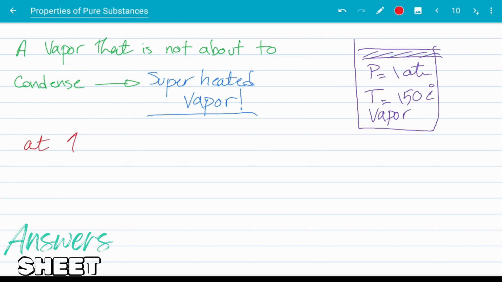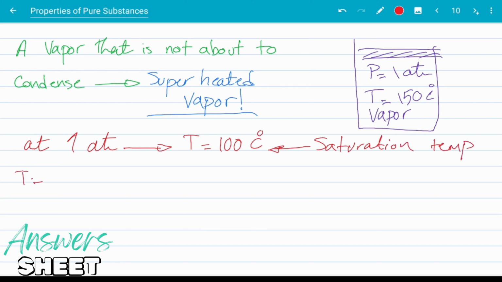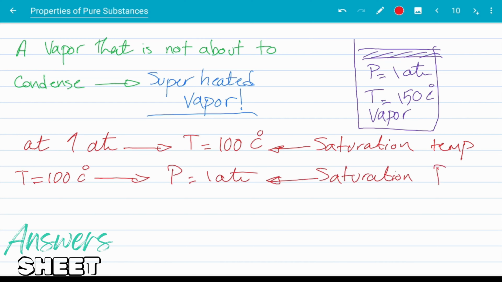Now, based on this experiment and our previous knowledge, we know that at a pressure of 1 atmosphere, the water starts to boil at T equal to 100 degrees Celsius, right? So for the pressure of 1 atmosphere, T equal to 100 degrees is called the saturation temperature. And vice versa, for the temperature of 100 degrees Celsius, the pressure of 1 atmosphere is called the saturation pressure.